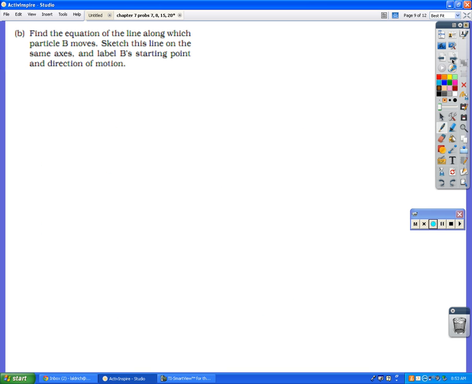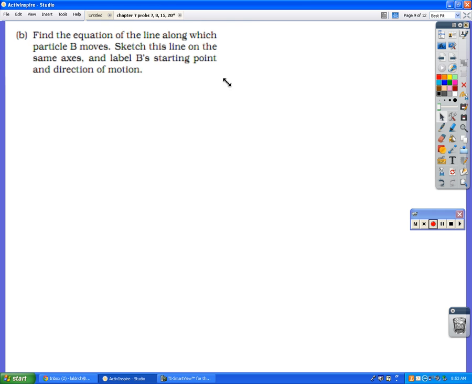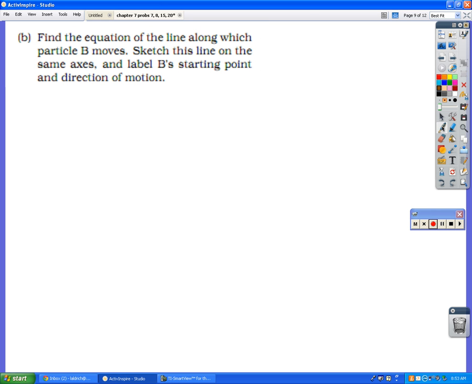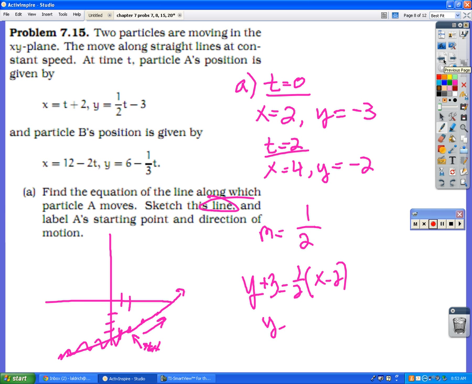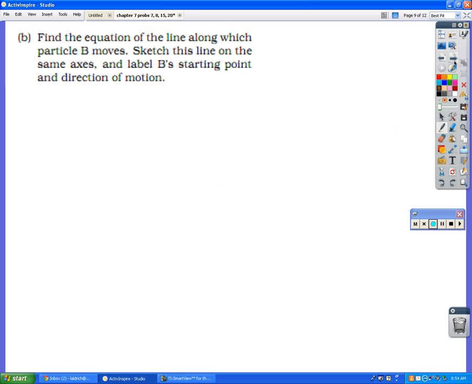All right, next one, same deal. Find the equation of the line along which particle B moves. Okay? So if I plug in 0 for t, what do I get as the coordinates of my first point for B? 12, 6, because this would be 0 and this would be 0. So my first point is 12, 6.